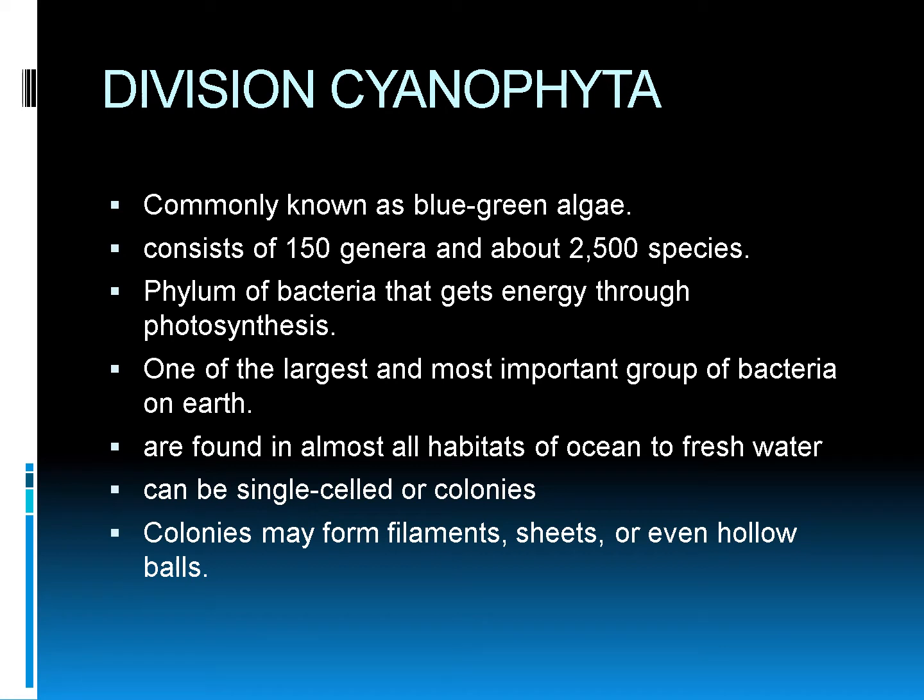Division Cyanophyta, commonly known as blue-green algae, consists of 150 genera and about 2,500 species. It is a phylum of bacteria that gets energy through photosynthesis, and one of the largest and most important groups of bacteria on Earth. They are found in almost all habitats, from ocean to freshwater. They can be single-celled or colonies. Colonies may form filaments, sheets, or even hollow balls.